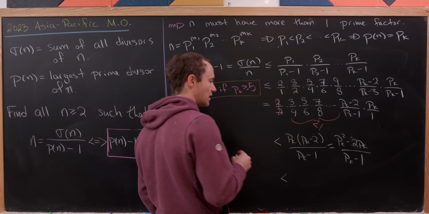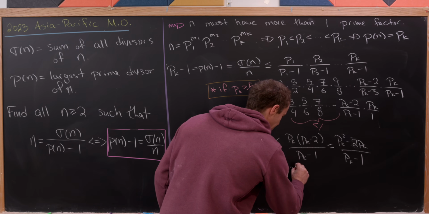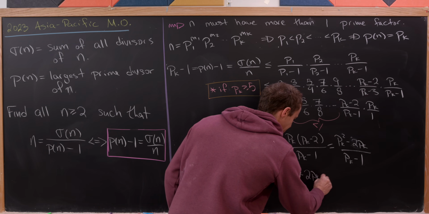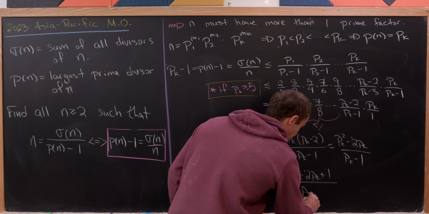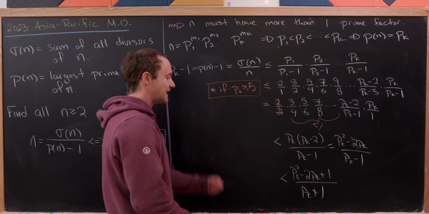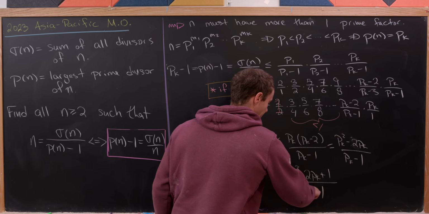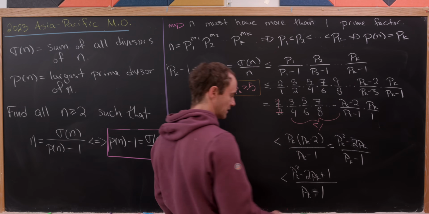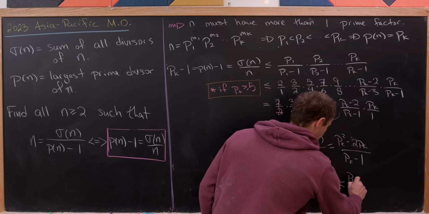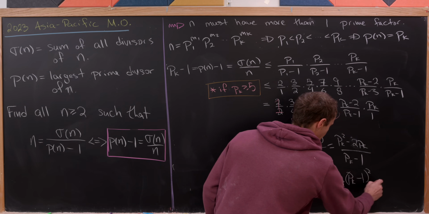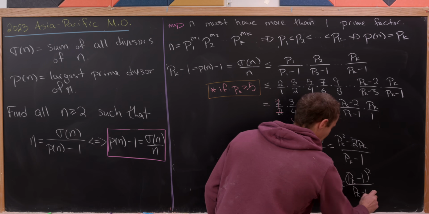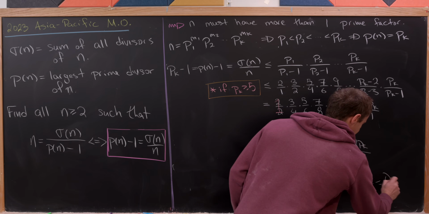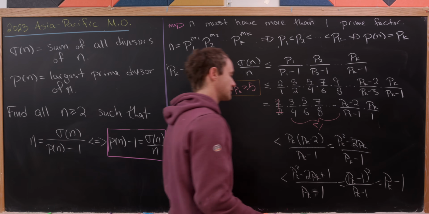So I've got this inequality. This is bigger than pk squared minus 2 times pk plus 1 over pk minus 1. But now let's observe that I can factor that numerator. That should have been a pk minus 1. And I factor that numerator as pk minus 1 squared, and then I've got that's over pk minus 1, and then this whole thing is equal to pk minus 1.